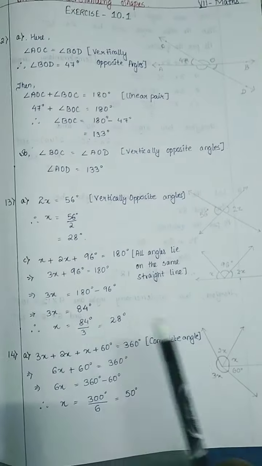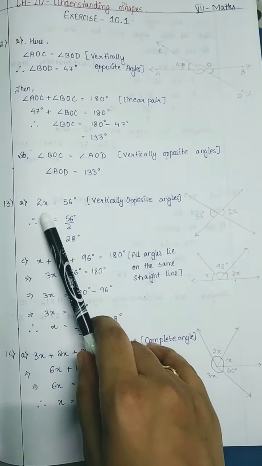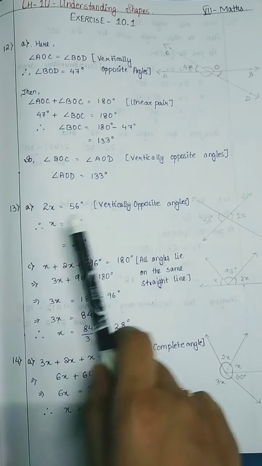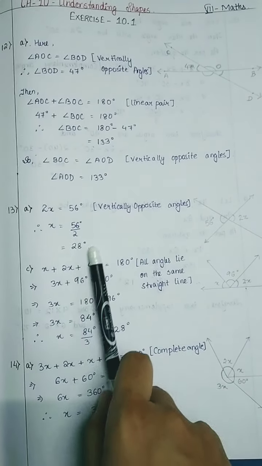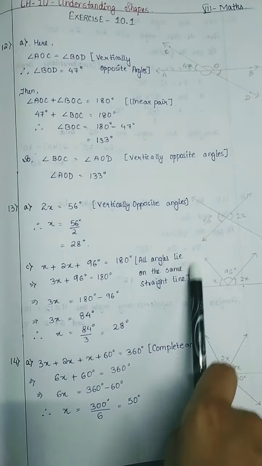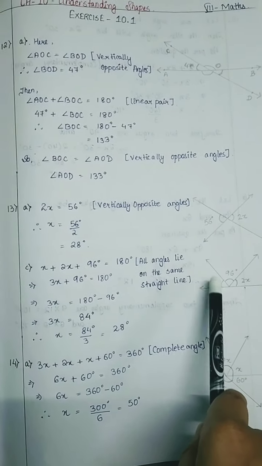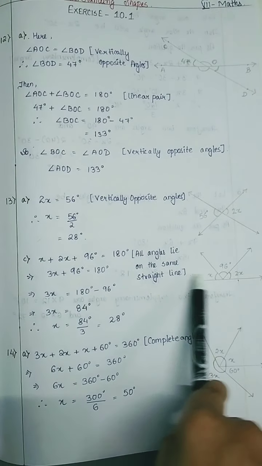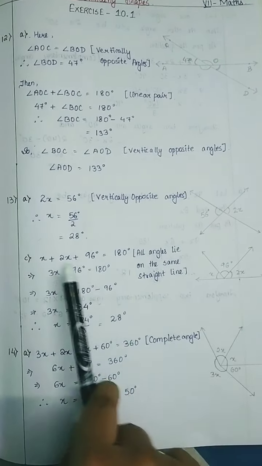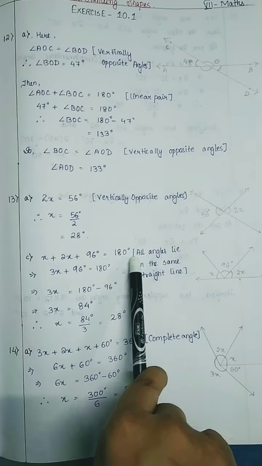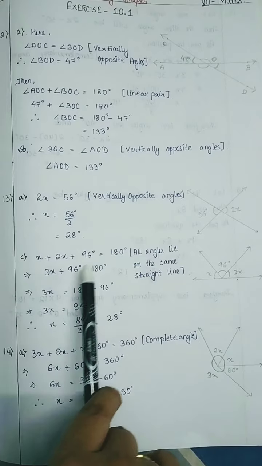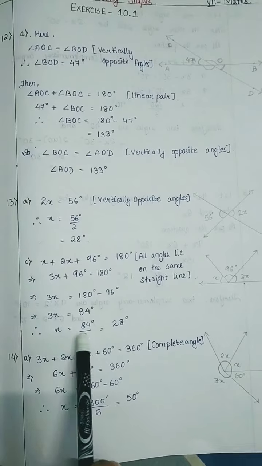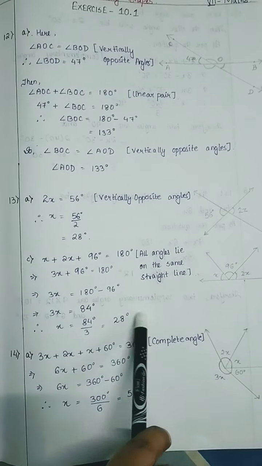After that, question number 13. Here you have to find out the value of x. You can see that both are vertically opposite angles. So we can write 2x is equals to 56 degree. So x is equals to 56 upon 2, that is 28 degree. After this, in part C, again we have to find the value of x. As we can see, x and 96 and 2x all lie on the same line. It means all will add up to give you 180 degree. So x plus 2x plus 96 degree is equals to 180 degree. So 3x plus 96 degree is equals to 180 degree. So 3x is equals to 180 minus 96, that is 84 degree. So x will be 84 by 3, that is 28 degree.